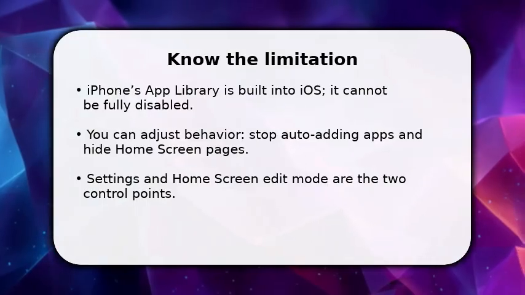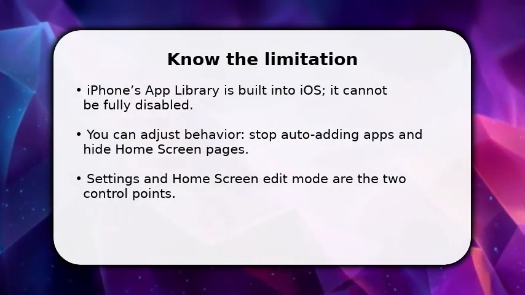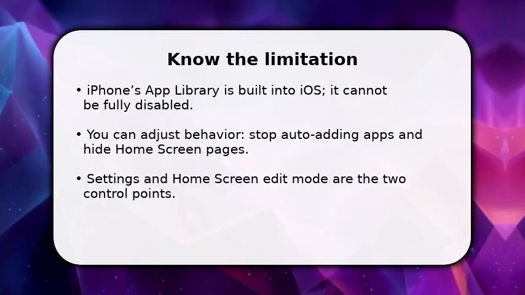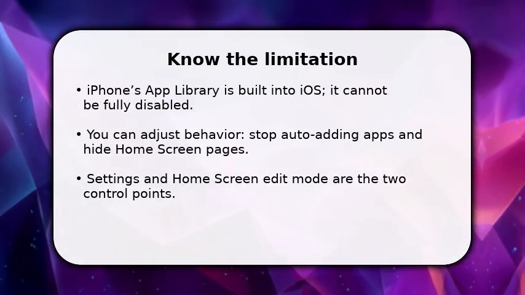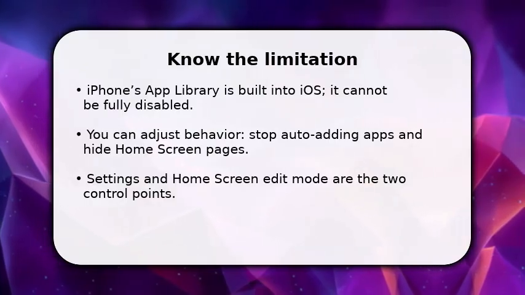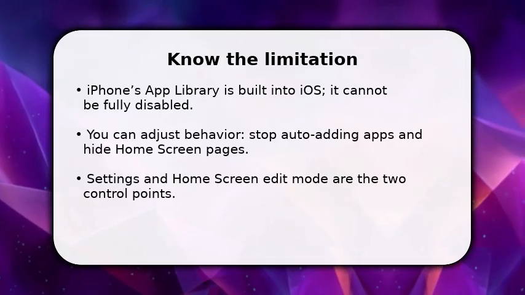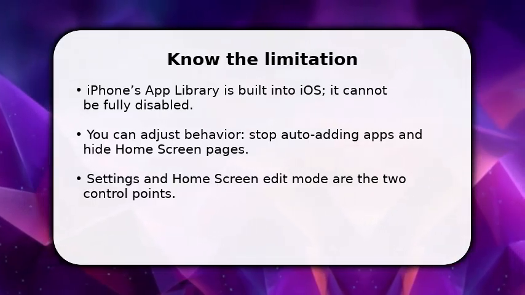You should know up front, iOS does not provide a single switch to turn off the app library, so you'll apply workarounds. First, go to Settings and open Home Screen. Once there, change how new apps are added. This prevents clutter. Next, return to the home screen and enter Jiggle Mode by long pressing an icon. This lets you hide entire pages.